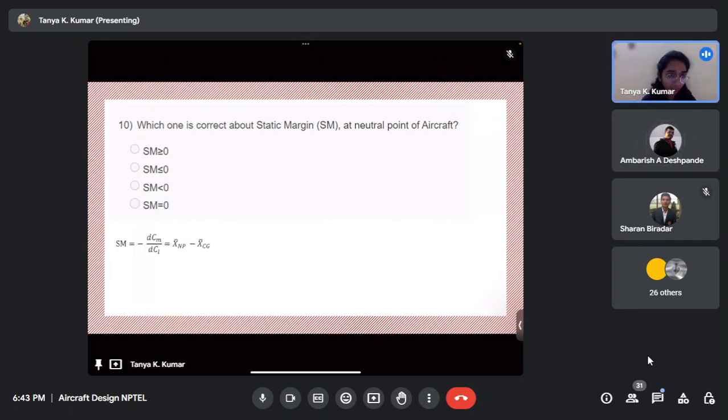Less than zero. Okay. So if this is the fuselage reference line of the aircraft, and this is the neutral point, for a stable aircraft, where should the CG be? In front of the neutral point. Okay. So if this is your reference point, this is your XCG, and this is X neutral point, right? So static margin is XNP minus XCG.